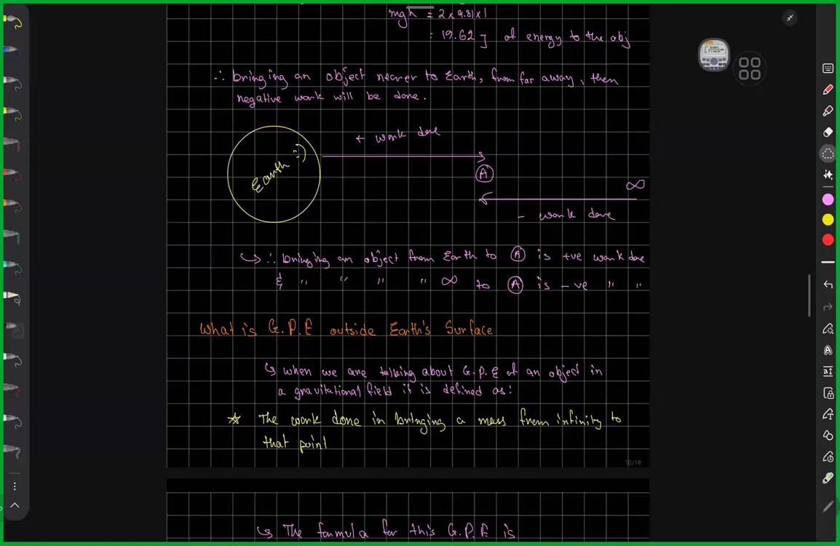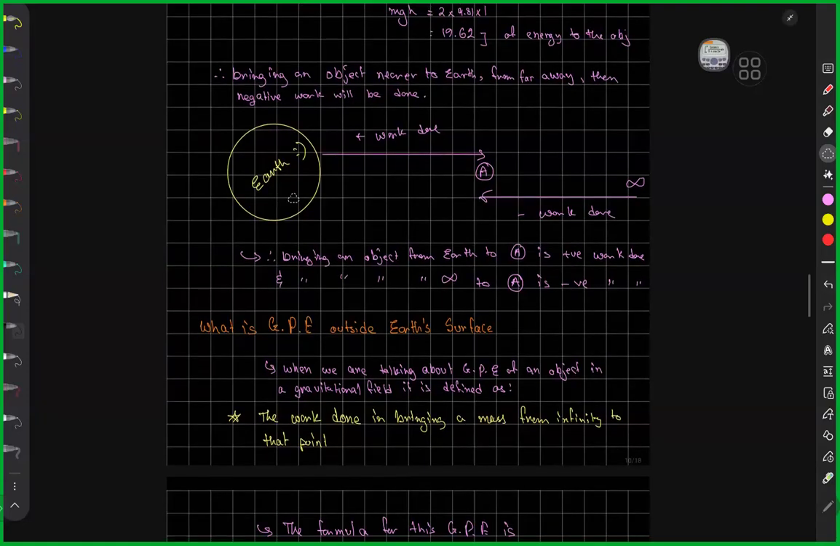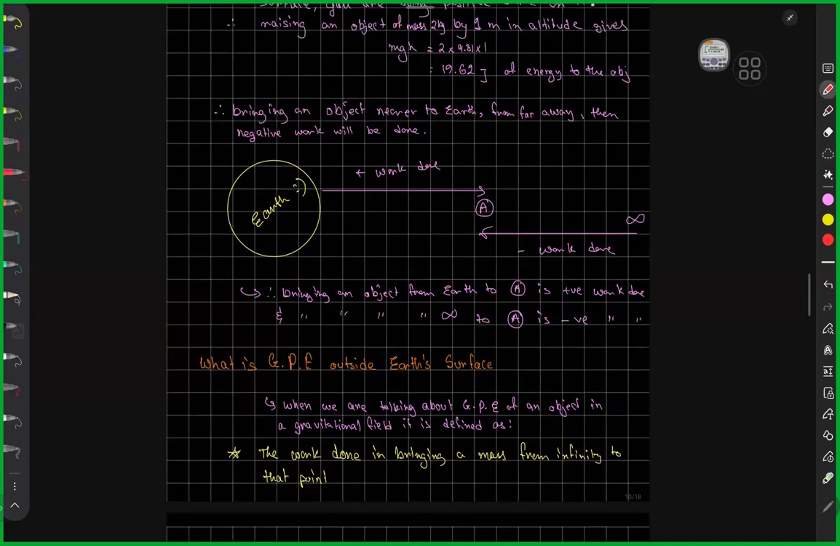So, in essence, bringing an object from Earth to A, I'm doing positive work. So, positive work is done on A. But the GPE of the object is still negative. I'm just increasing it. So, if it is minus 1000 joules near the Earth's surface, at A it would be minus 500 joules. And at infinity, it would be 0 joules. So, if I put out the numbers right there, you can see what's happening. I'm increasing the gravitational potential energy of the object. I'm again increasing it as I move it away, but it is always negative.